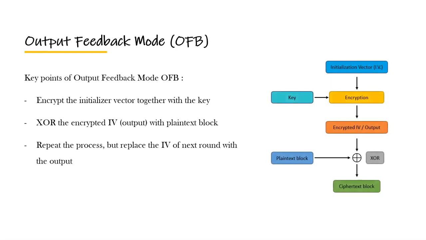Okay, now, let us look at some key points about OFB. First of all, the initialization vector, IV, is encrypted together with the key. Then, the output, or the encrypted IV, is XORed with the plain text block to produce the cipher text block. The encrypted IV, or the output here, will be brought forward as the IV of the second round, and the process is repeated until all plain text blocks are transformed into cipher text.